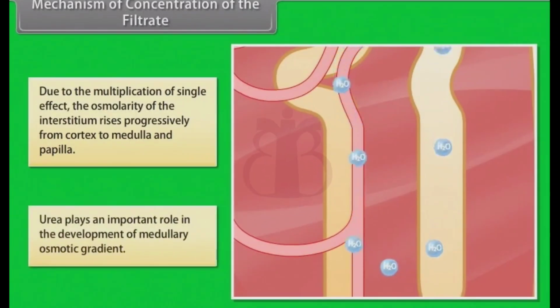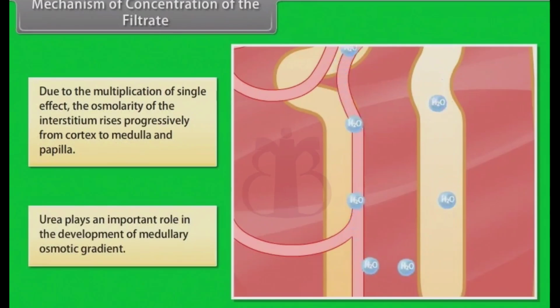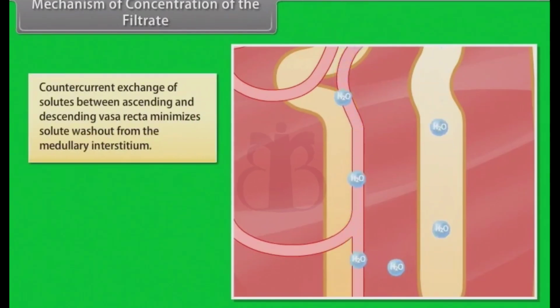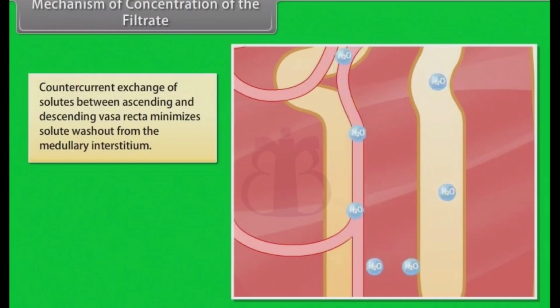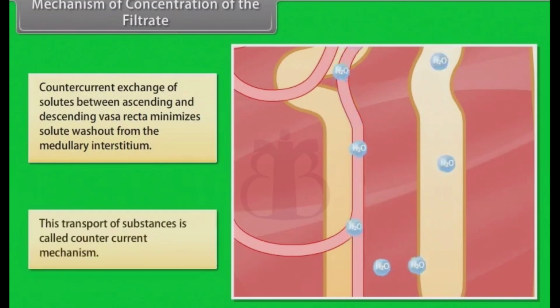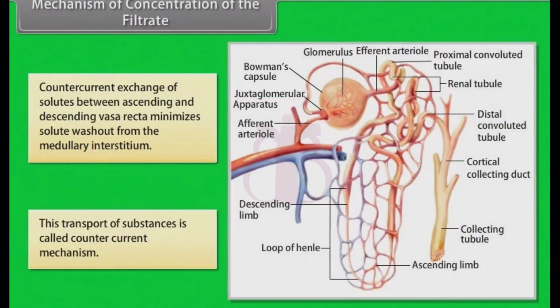Urea plays an important role in the development of the medullary osmotic gradient. Countercurrent exchange of solutes between the ascending and descending vasa recta minimizes solute washout from the medullary interstitium. This transport of substances is called the countercurrent mechanism.